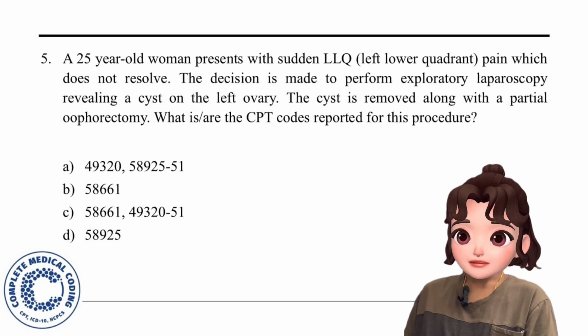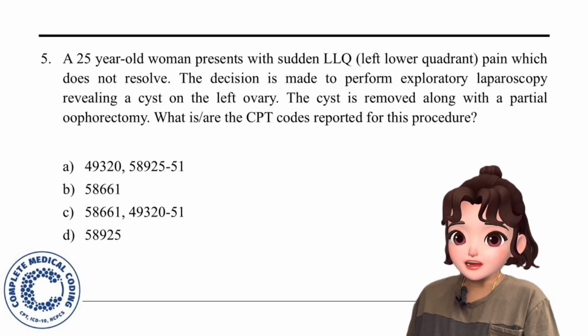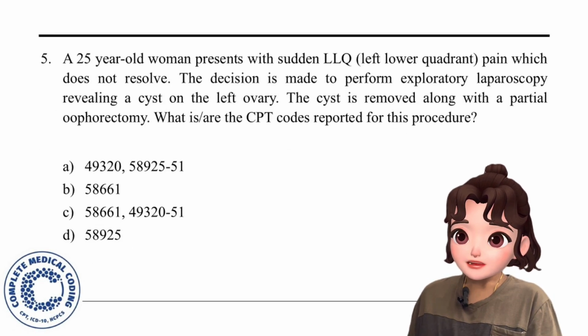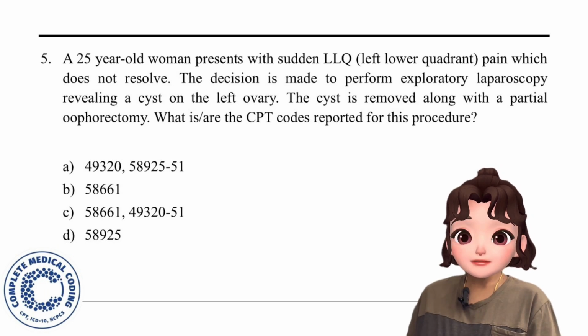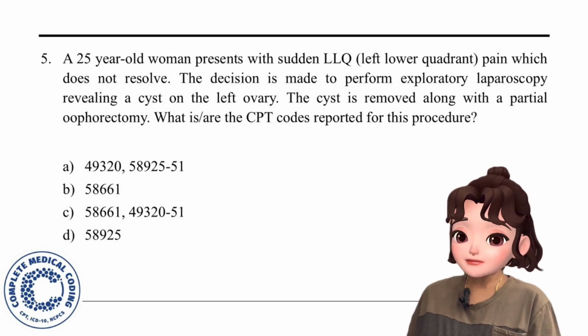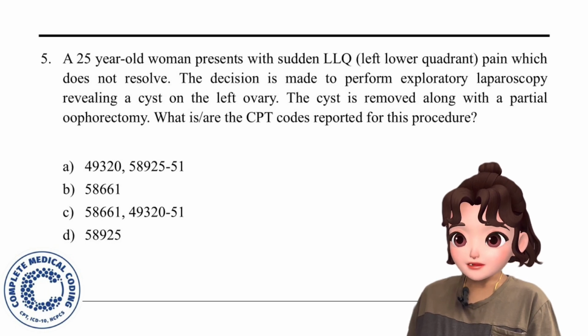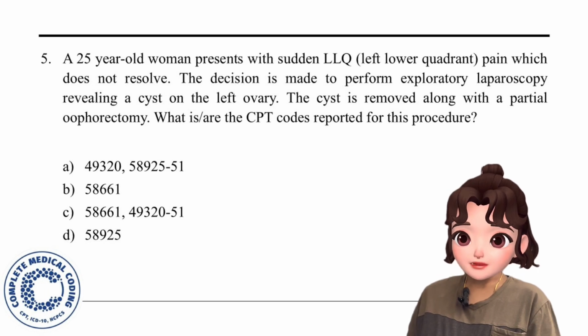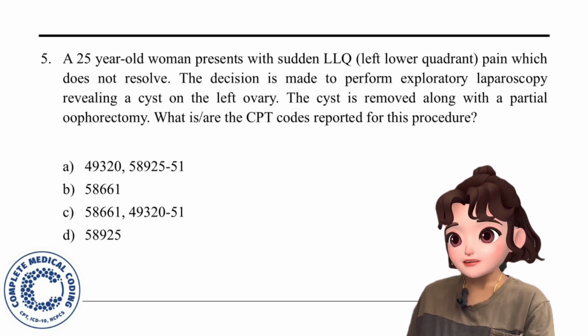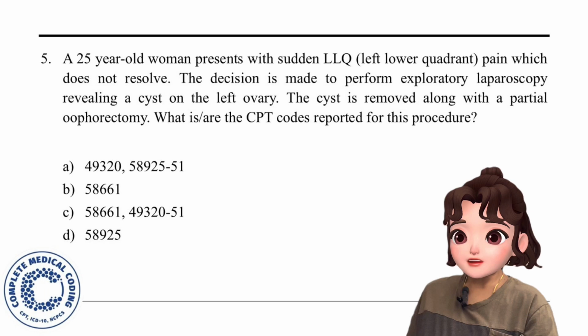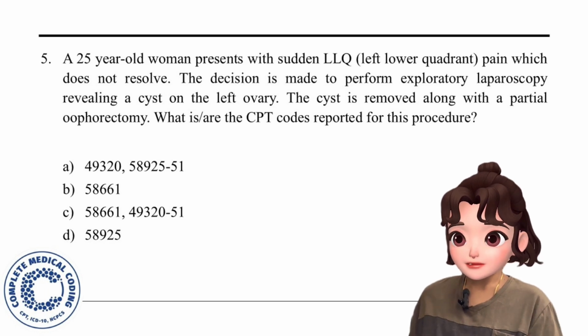Now moving to the fifth question. A 25-year-old woman presents with sudden left lower quadrant, LLQ means left lower quadrant, pain, which does not resolve. The decision is made to perform exploratory laparoscopy, revealing a cyst on the left ovary. The cyst is removed along with a partial oophorectomy. What are the CPT codes reported for this procedure?